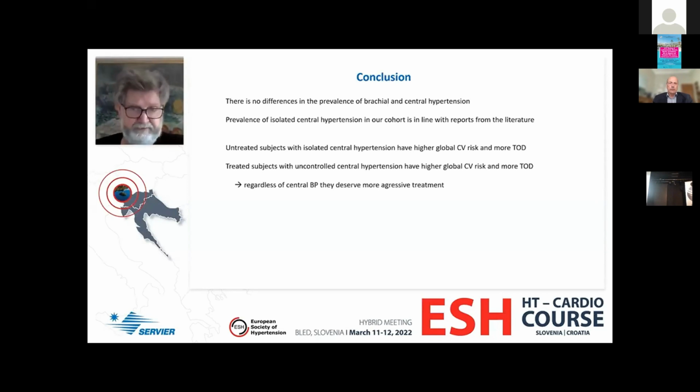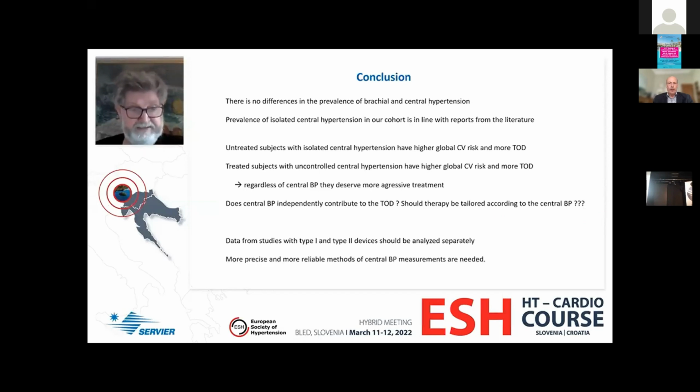And I will come back again to the first slides of my talk. The question is, why should we then measure central blood pressure at all? Should we measure or not? And does central blood pressure independently contribute to TOD? Some studies say yes, the others said no. And should therapy be tailored according to central blood pressure? You can see here I put 3 question marks. So data from studies with type 1 and type 2 devices should be analyzed separately. You have to remember this. And what we need are more precise and more reliable methods of central blood pressure measurement before central blood pressure should be introduced in general clinical work.